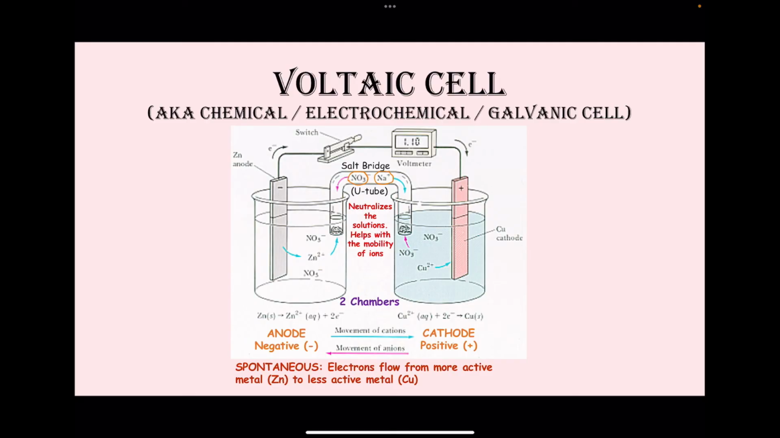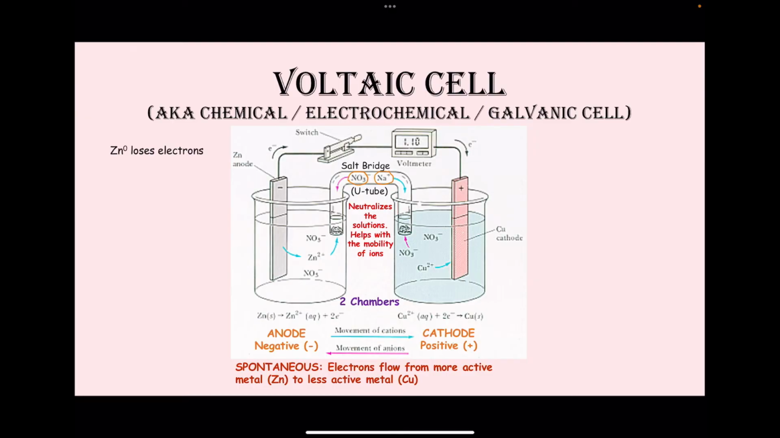Okay, so because this is a spontaneous reaction, that means electrons are going to flow from the more active metal to the less active metal. So this is a cell between zinc and copper. Zinc is more active. That means electrons are going to flow from the zinc electrode to the copper electrode.